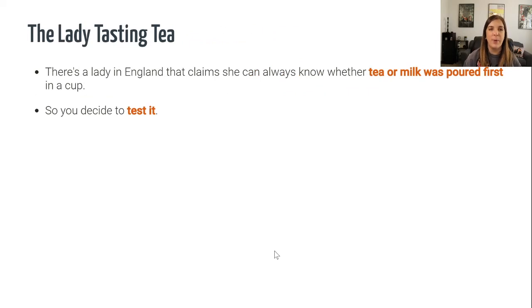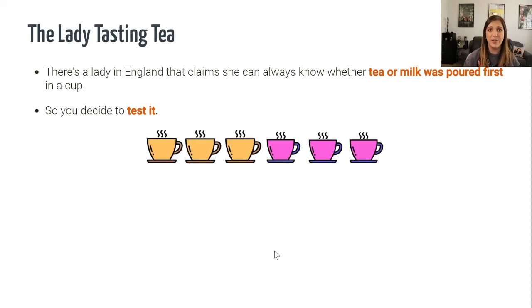So let's talk about this canonical example, which is the lady tasting tea. There's a lady in England who basically says that she can always know whether tea or milk was poured first in a cup. Okay, so you decide to test whether she's telling the truth or not. And for that, you run an experiment. So imagine you have 6 cups of tea. On the first 3, you put milk first, and on the last 3, you put tea first. Then you give those to this very knowledgeable lady and ask her to identify which are the milk cups and which are the tea cups.